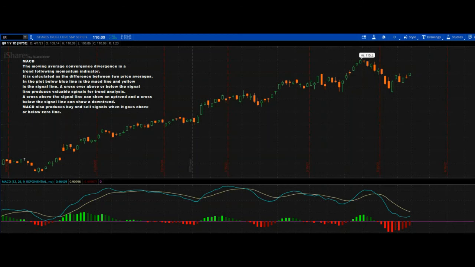MACD also produces buy and sell signals when it goes above or below zero line. So basically, when this MACD crosses above this zero line, that becomes a buy signal. And usually when MACD goes below the zero line, right here, below this line, it will generate a sell signal.